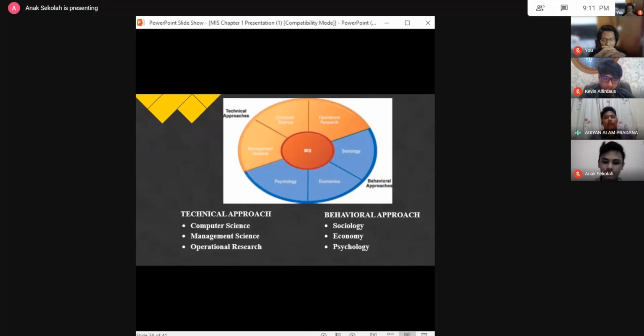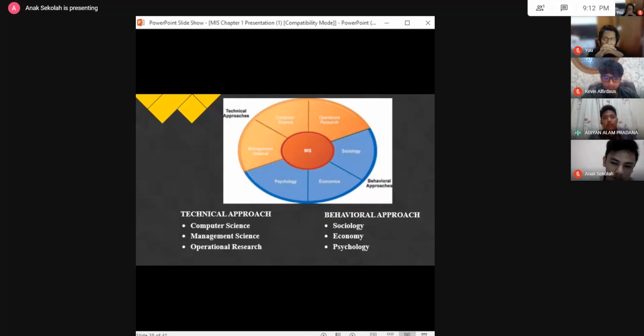Okay, this is the table like I said before in figure 1.9. There are two sides of MIS. The first side is technical approach, and then the second side is behavioral approach. Okay, in the technical approach, there are three components. First is operational research, second is computer science, third is management science. In the behavioral approach, there are three components: sociology, economics, and psychology. Okay, I will explain one by one.